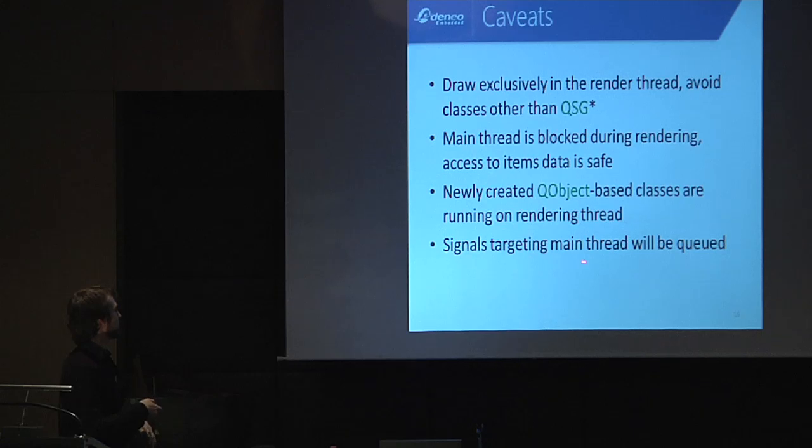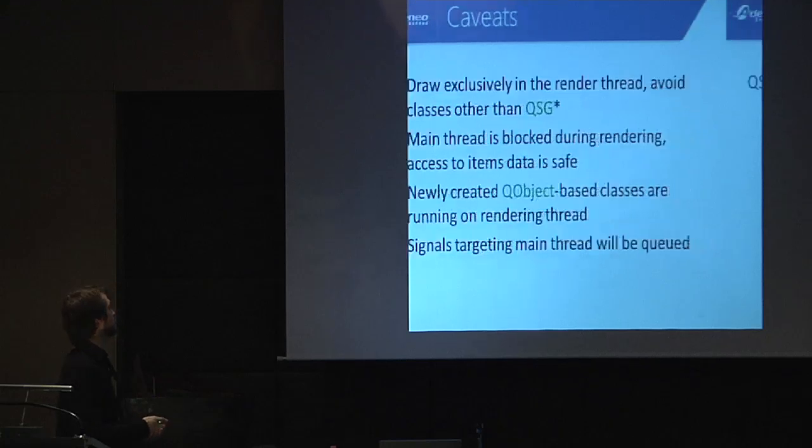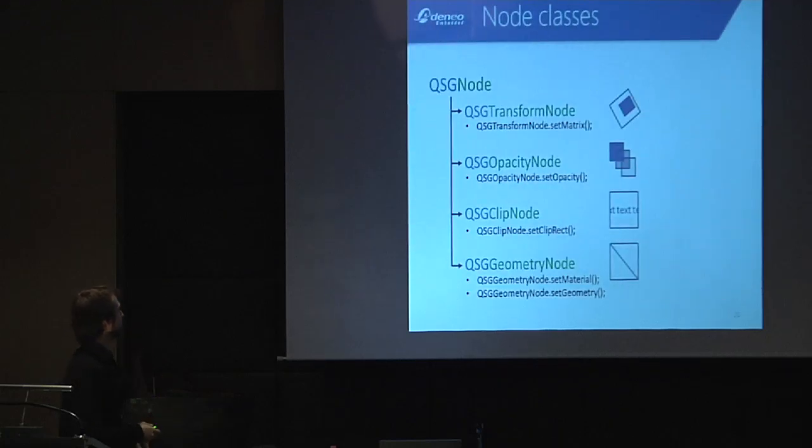And signals targeting the main thread will be queued here. So if you have a connection, that will still work because Qt is made in a nice way, but you just have to be aware that it will not be processed directly, but a message will be posted and then received later by the main thread. Okay, enough of this. Now we'll see some node classes.